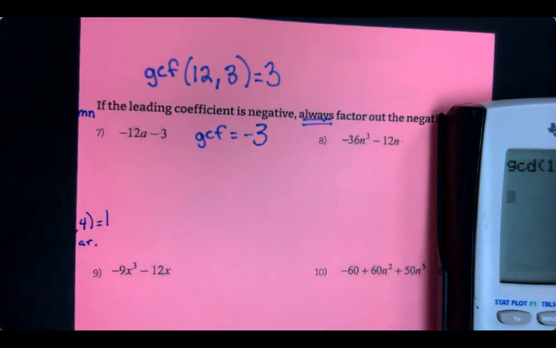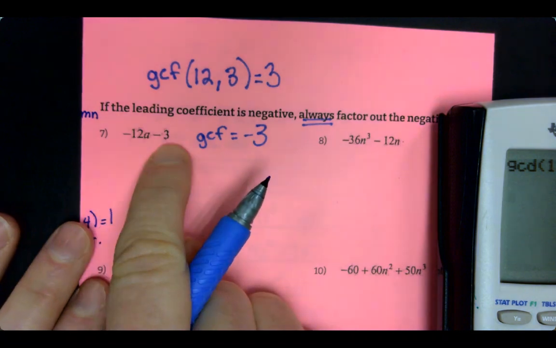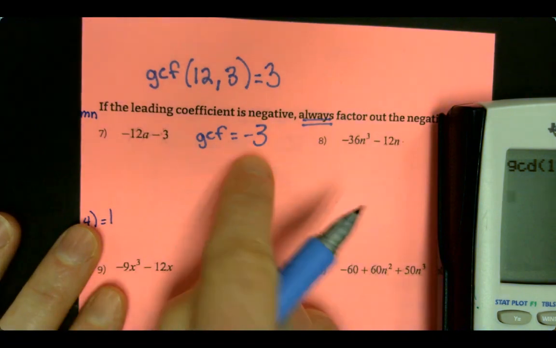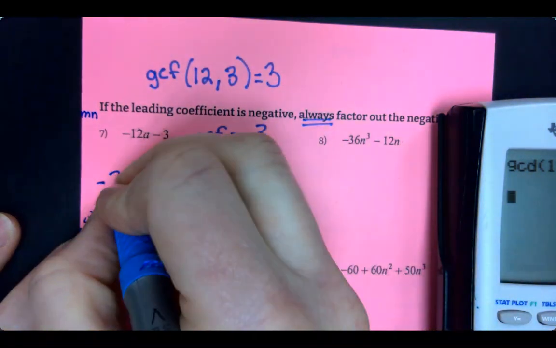And then for the variable, we'd see if they both have the same variable. If they don't, then we don't include a variable at all. So this one has an A, this one doesn't. So our GCF is negative 3. So we go ahead and pull that out.